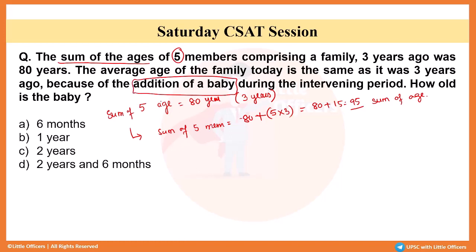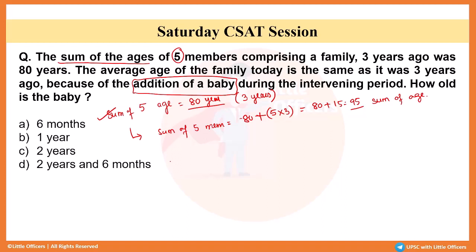But baby का birth कब हुआ है ये नहीं बताया. We need to find out based on the data given. So let us take whatever the data that we have, उस basis पे काम करना start करते हैं. So the sum of 5 members' age 3 years ago is 80 years. Clear cut, इसमें तो कोई doubt नहीं है.